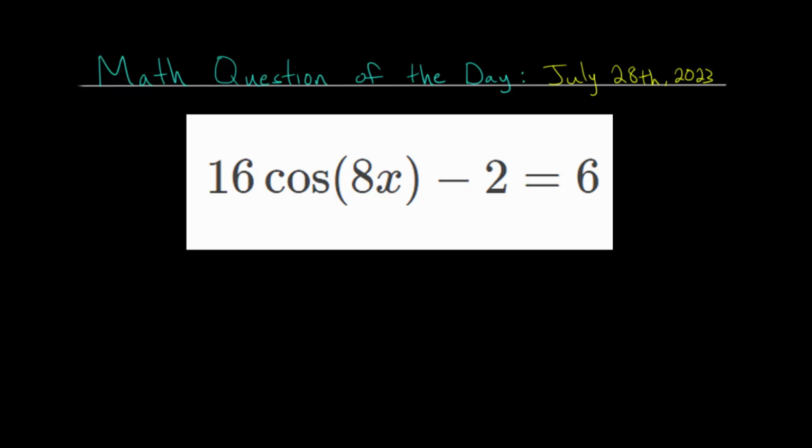In this video, I'd like to talk about the math question of the day for Friday, July 28th, 2023. And with this problem, we have a sinusoidal equation. 16 multiplied by the cosine of 8x minus 2 is equal to 6. And we need to solve for x.